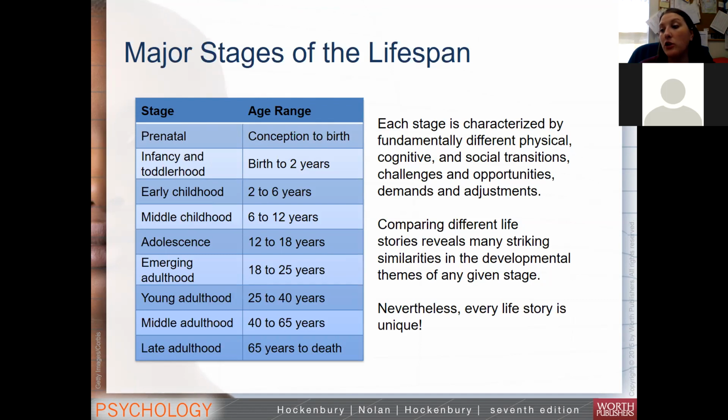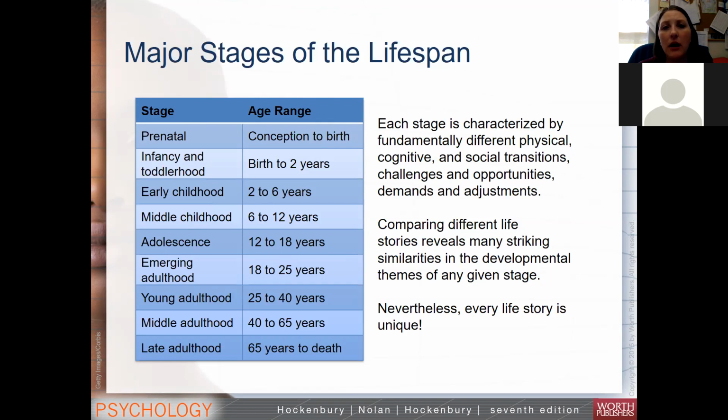So it could be 65 to your early hundreds, depending on how long you live. We also talk about late adulthood. We sometimes refer to those individuals as elderly or older adults. There are also acceptable stage names for that period of time.